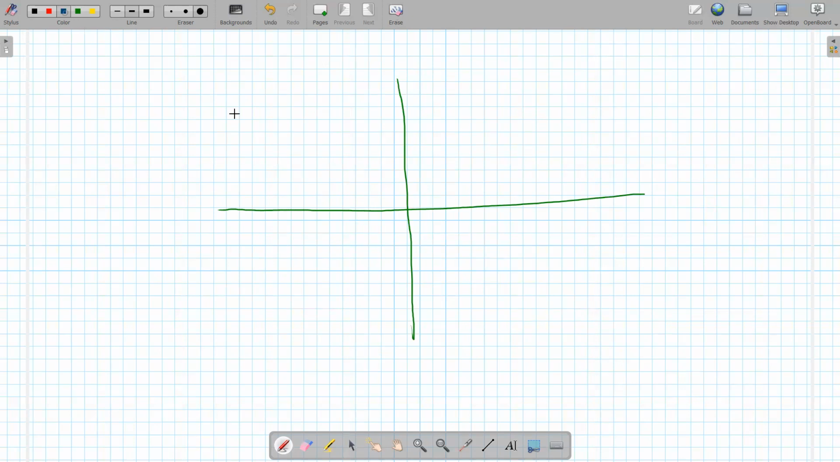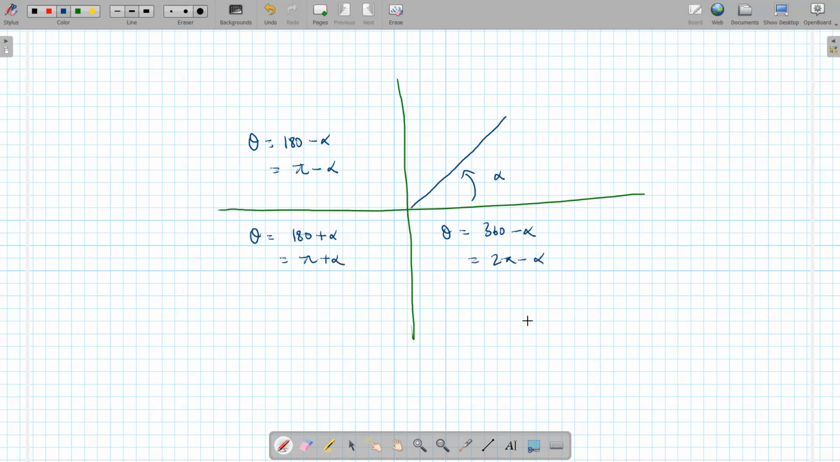doing this. You can always do it in your head, but let's say the related acute angle is alpha. In quadrant 2, your principal angle is going to be 180 minus alpha, or in radians, pi minus alpha. That'll give you your principal angle in quadrant 2. In quadrant 3, it'll be 180 plus alpha, or pi plus alpha. In quadrant 4, it'll be 360 minus alpha, or 2 pi minus alpha in radians. So that's how you can get your primary angles, principal angles, same thing.